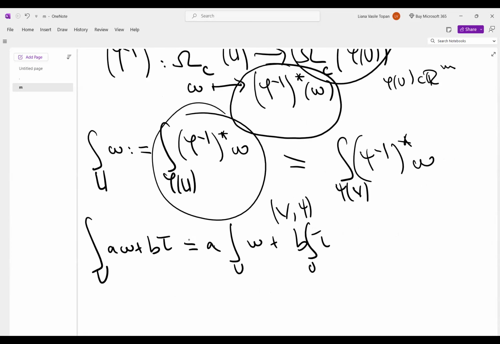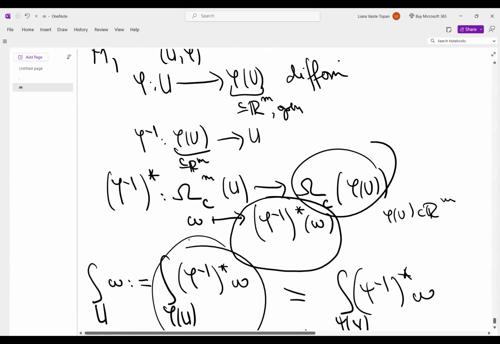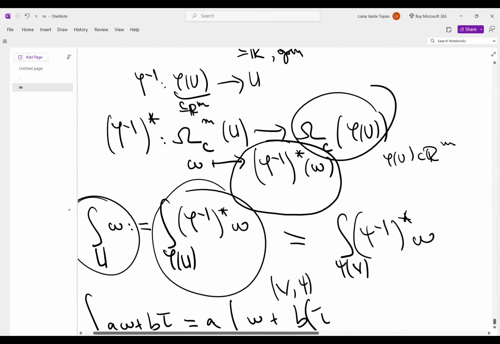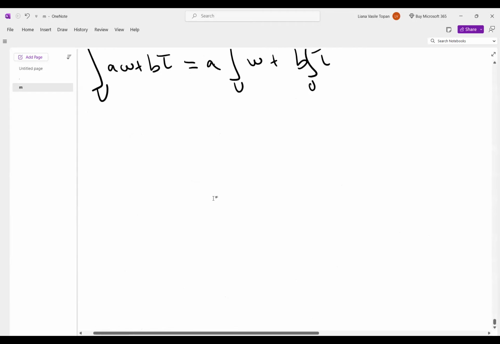Okay, so now let's see how we can do this. In order to evaluate the integral over a manifold of a form, we are going to evaluate integrals over an open subset of Euclidean space Rm of forms. So let's try to understand. We are going to do what we do when we integrate real-valued functions of one variable: we are going to parameterize these domains.